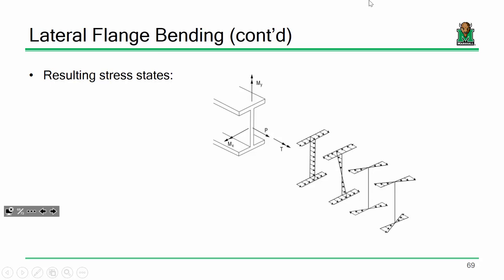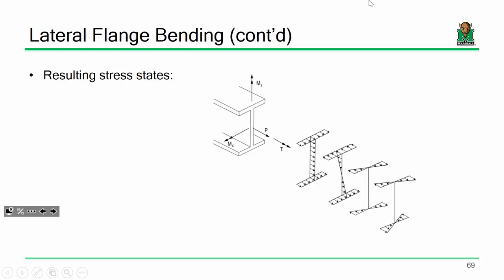So here we've got just sigma equals P over A, uniform stress everywhere. Here we've got major axis bending. Here we've got minor axis bending. But this is this torsional effect I'm talking about. We're getting an axial stress that's varying along the flange. Does that make sense?